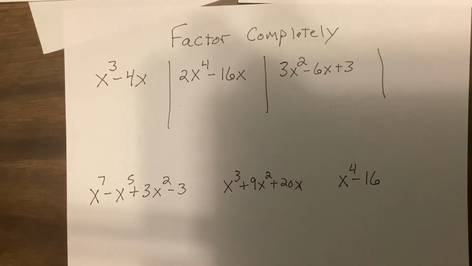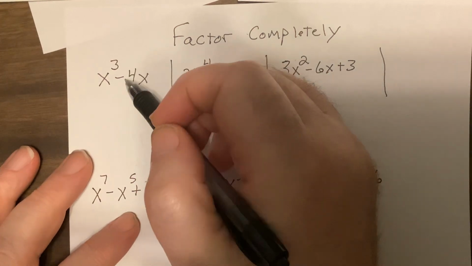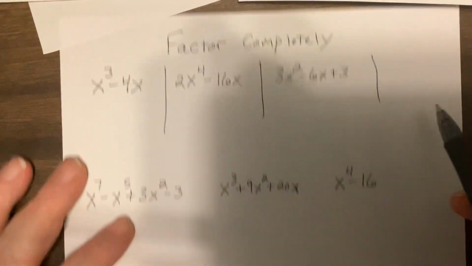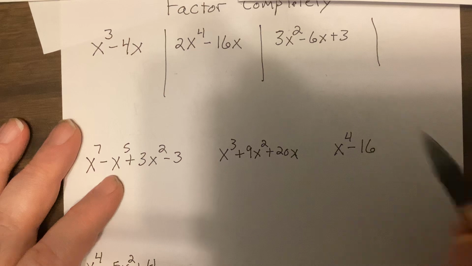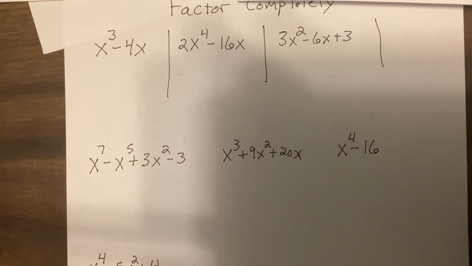Okay, factor completely. Remember the steps. First step of factoring completely is factor out GCF. Second step is determine what type of polynomial it is and then go from there. Then the last step is try to factor again. So go ahead and do the first 6. Freeze the video, do the first 6, and then bring me back.